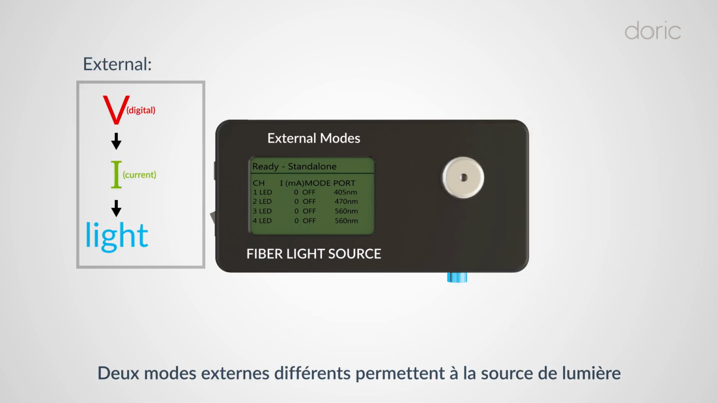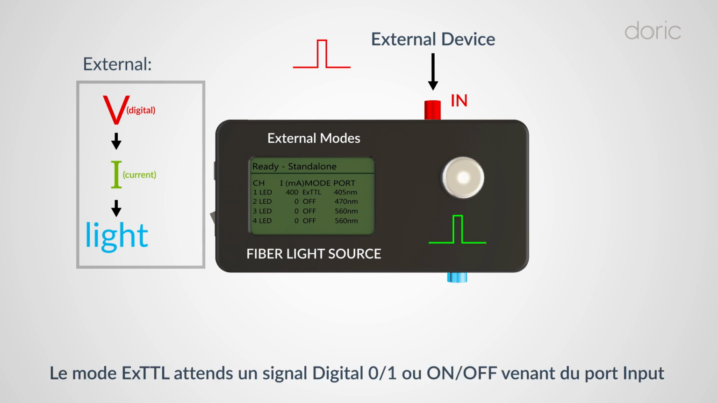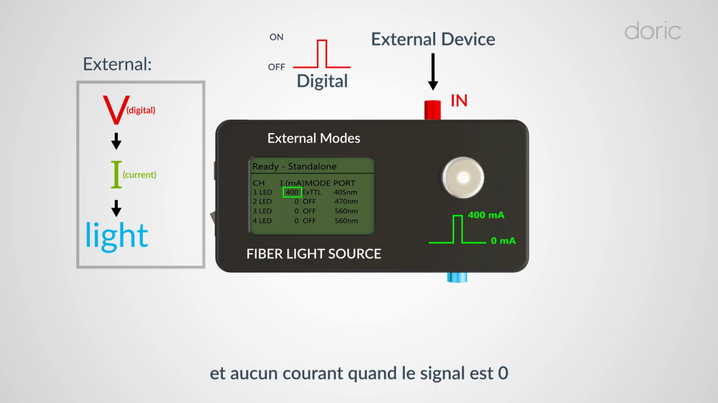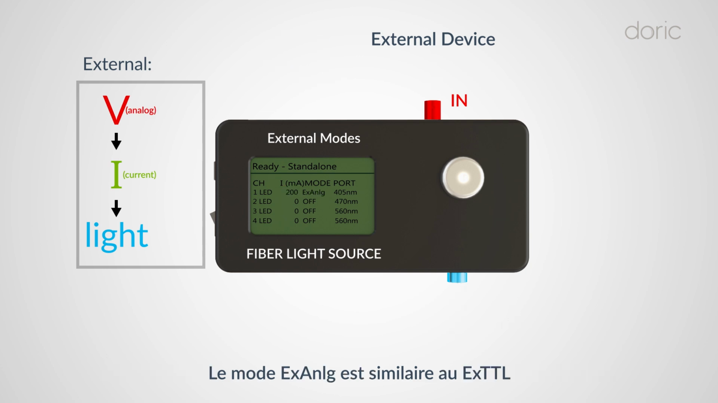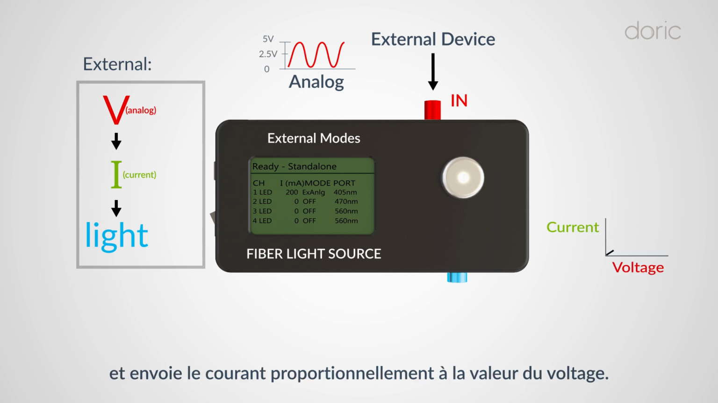Next, two different external modes allow the light source to be controlled by other devices via the input port like a slave. The external TTL mode waits for a digital signal, a 0-1 or on and off, arising from the input port, and outputs the specified current only when the signal is 1 and no current when the signal is 0, effectively mirroring the pattern of the external source. The external analog mode is similar to the external TTL but waits for an analog signal, any voltage between 0 and 5, and outputs current proportional to the voltage value.